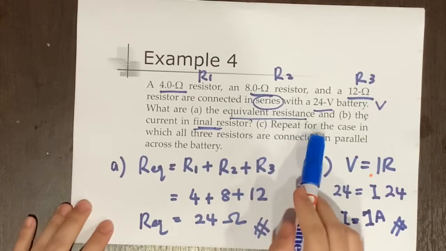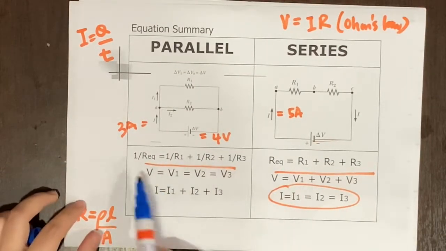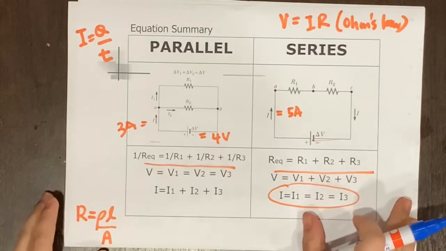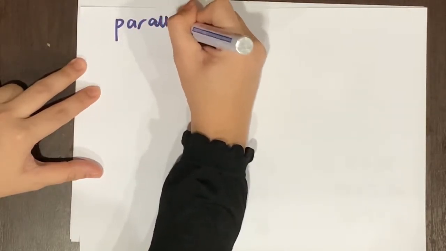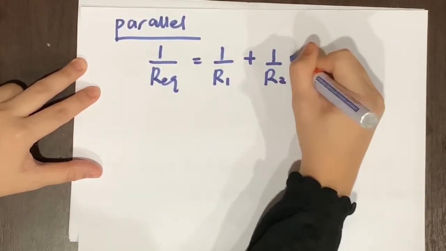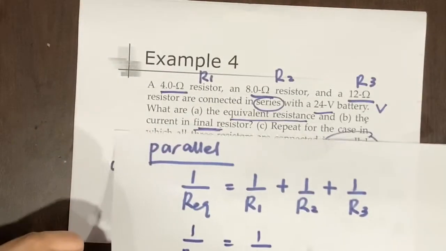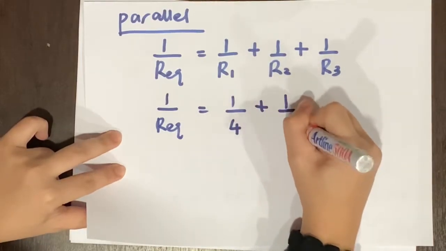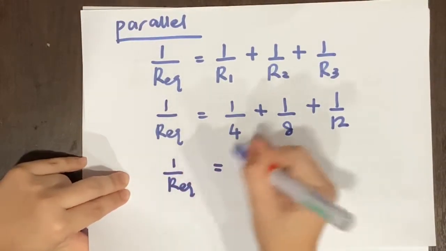Okay. Repeat for the case in which all three resistors are connected in parallel. For parallel, you have to use this equation: 1 over R equivalent is equal to 1 over R1 plus 1 over R2 plus 1 over R3. So 1 over R equivalent is equal to 1 over 4 plus 1 over 8 plus 1 over 12. R1, R2, R3.